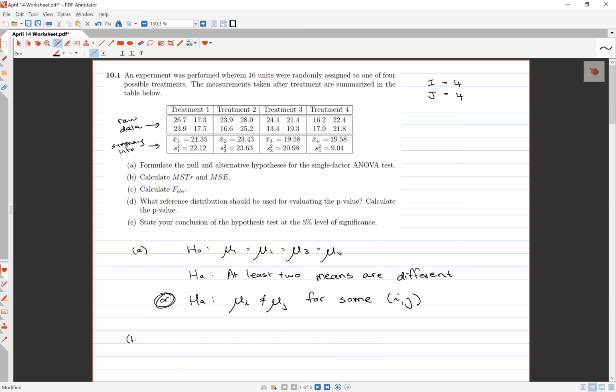Next, we're asked to calculate the mean square of treatment and the mean square error. Now, let's in this first example actually go to the trouble of just fully writing out these formulas so that we're all on the same page. Mean square of treatment is defined as J over I minus 1, and then it'll be each group average minus the overall average squared, and you do that for each of the groups.